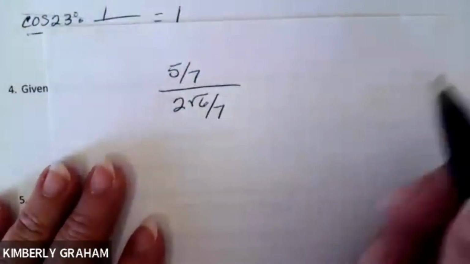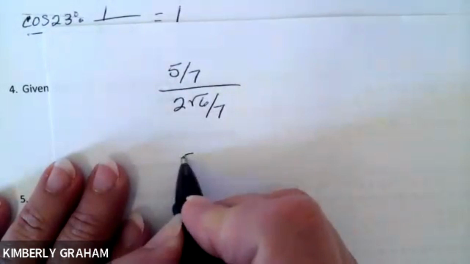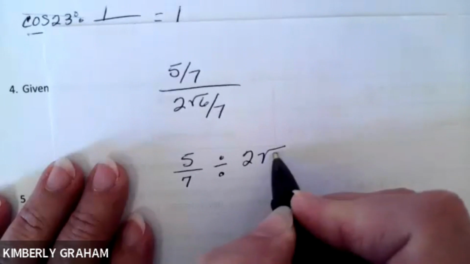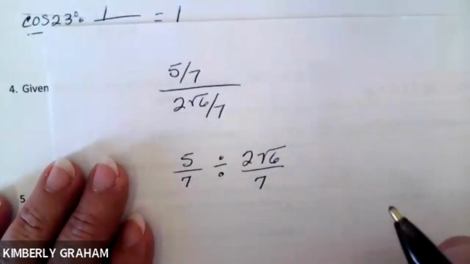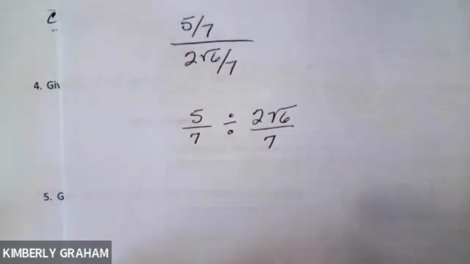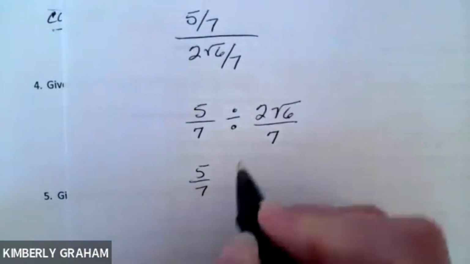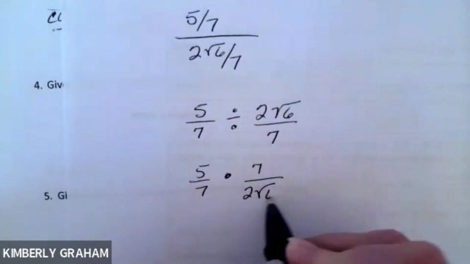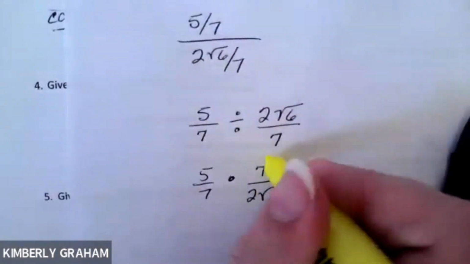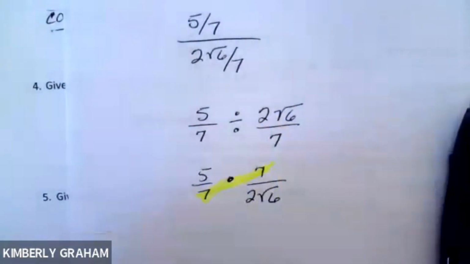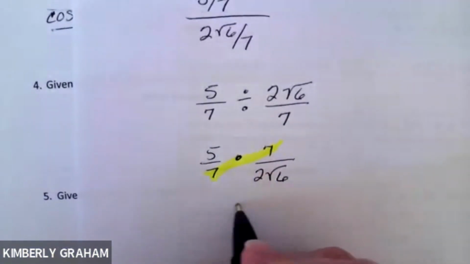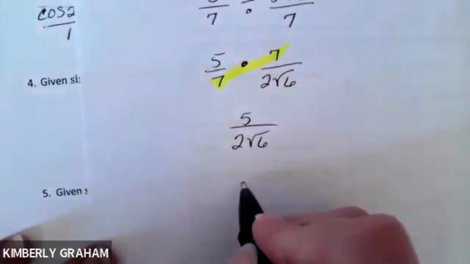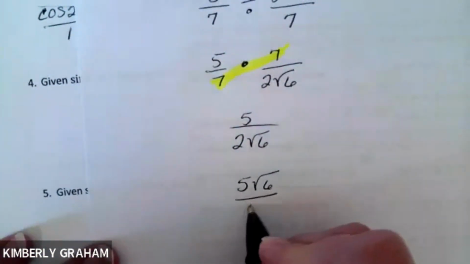Now I want to look at another way to do this problem. I'm going to rewrite this as a division problem, like you would write division of fractions in elementary school. And you know that when you're dividing fractions, you can keep the first fraction the same, change division to multiplication, flip the second fraction upside down, and then you can see the 7s are going to cancel. And now I have 5 in my numerator, 2 over square root of 6 in my denominator. Then rationalize your denominator. You have 5 times the square root of 6 over 12.